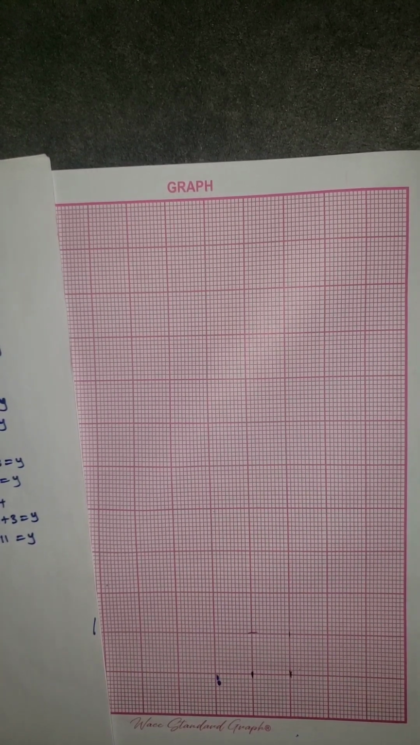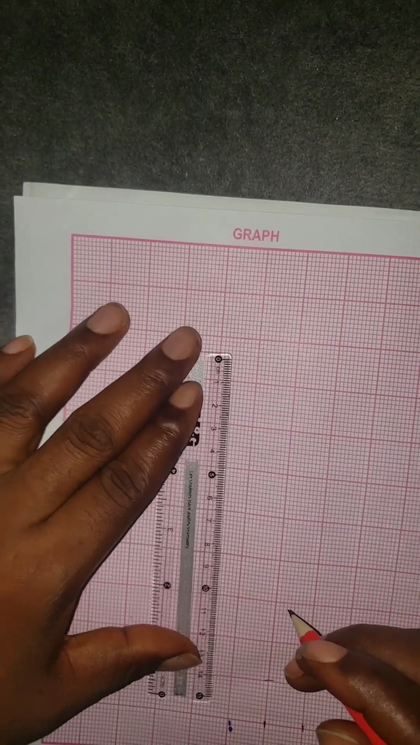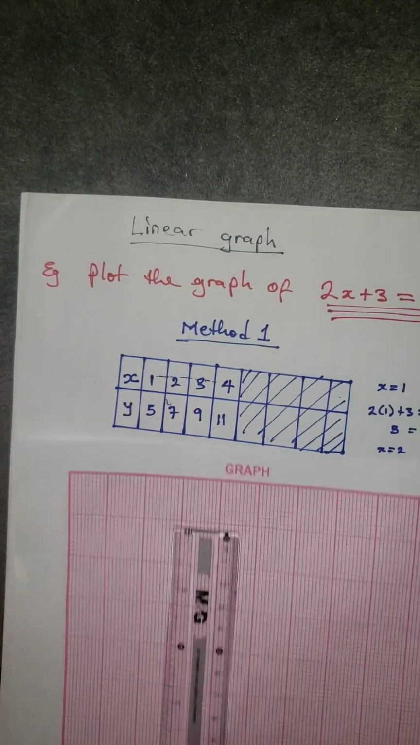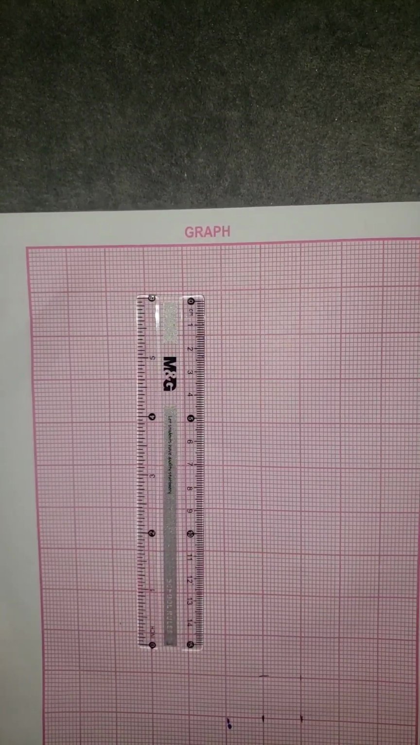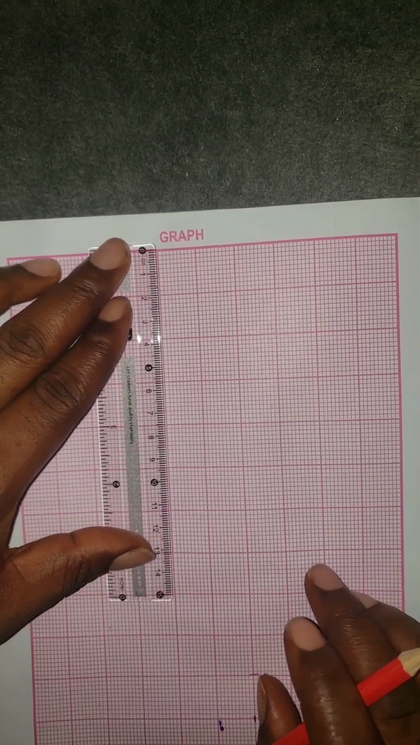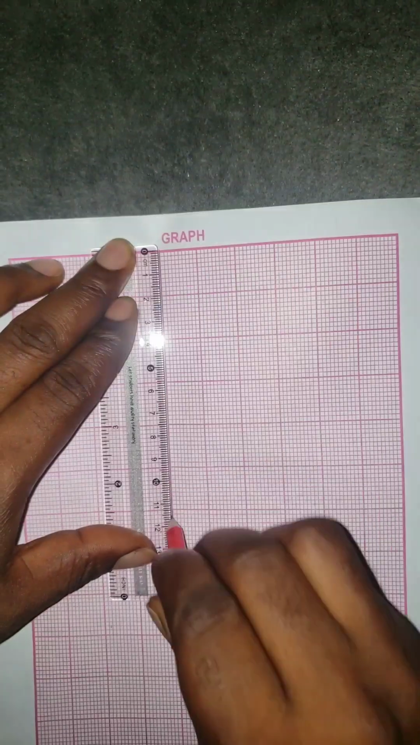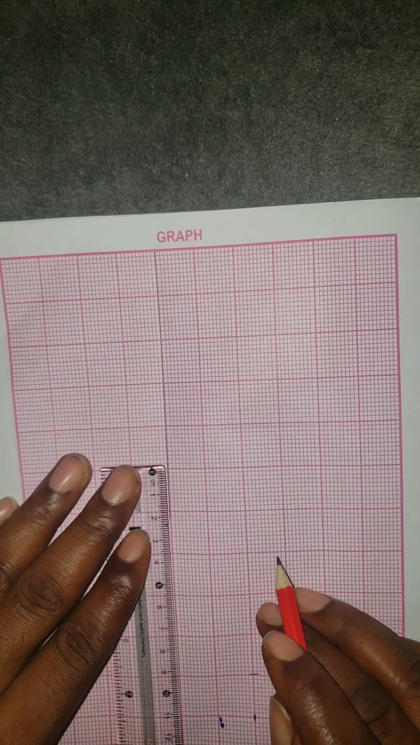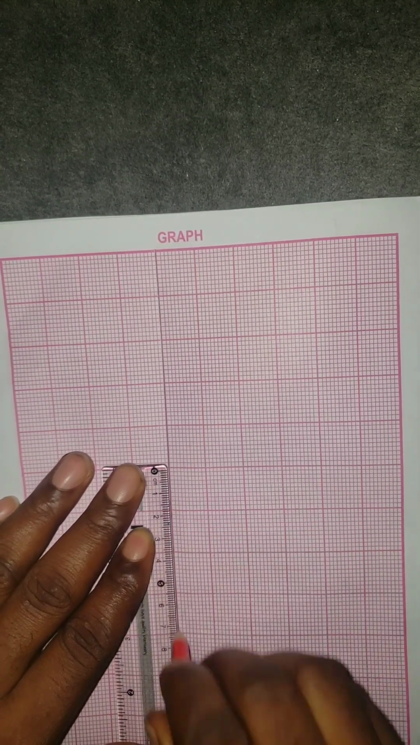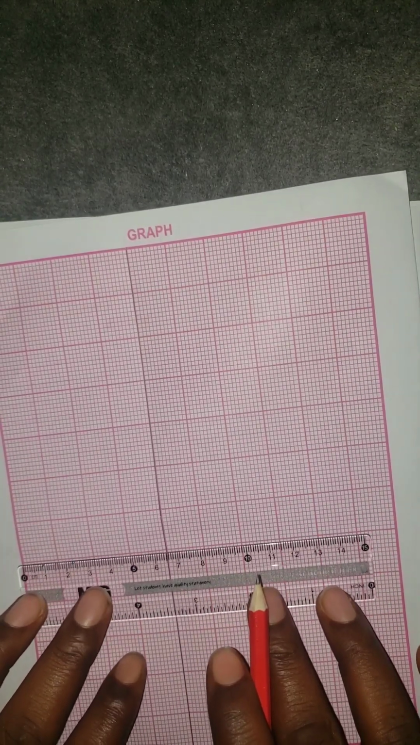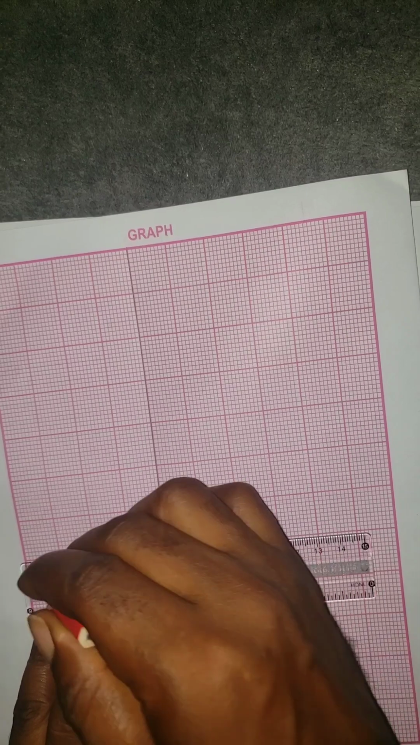So I will go to my graph now and rule my line. Since I don't have any negative value of s, I can just rule my line at the middle, or I will shift it towards the x-axis. I believe you can see the pencil. So I have my line. Let me bring my x-axis a little bit down.